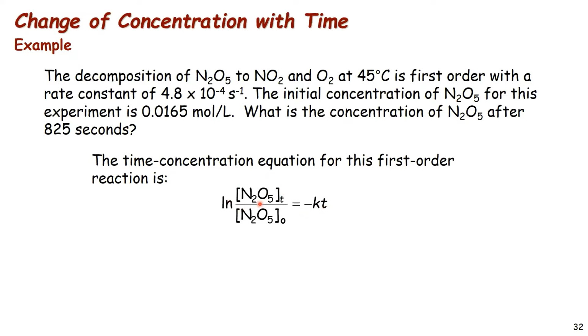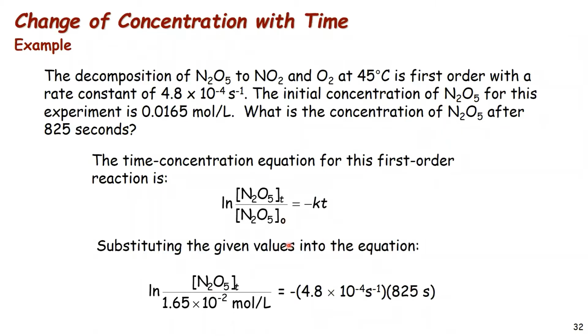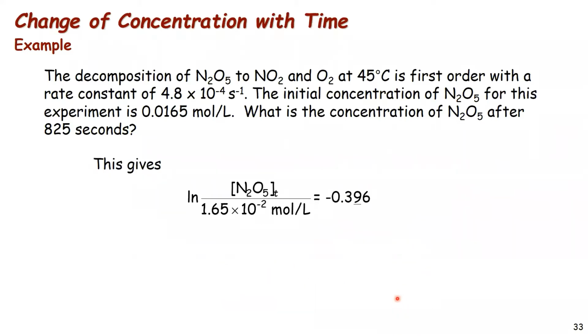So we're looking for this. The initial concentration was given to us as 0.0165 moles per liter. k was given to us as 4.8 times 10 to the negative 4 per second. And the time, well, we're looking for 825 seconds later. So we got to rearrange this equation then to solve for this. Okay, so plugging in the actual values, it looks like this. We'll do this side first real quick. So that's going to give us negative 0.396.